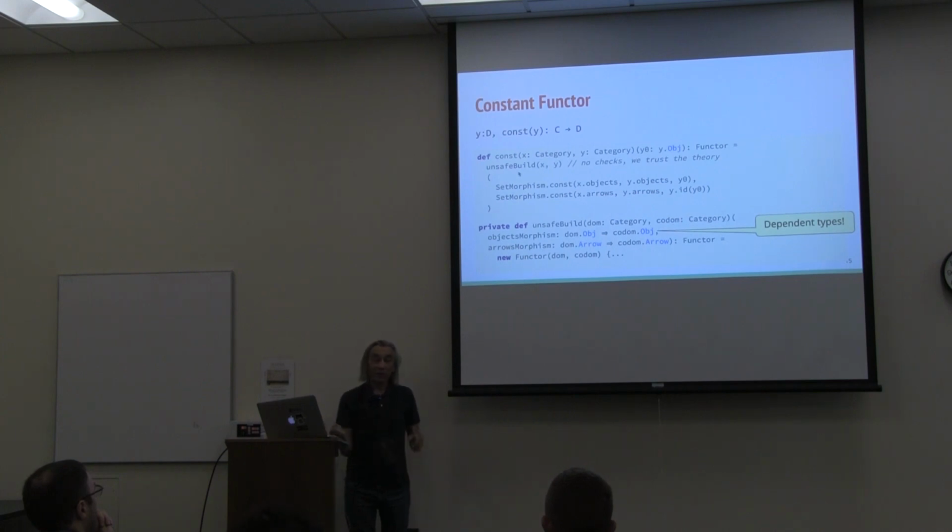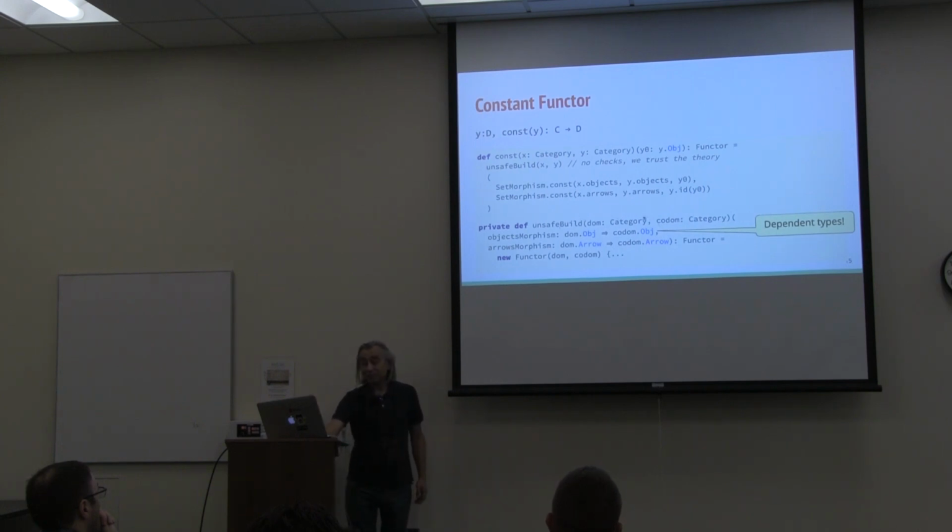But we know that const is pretty trivial, right? So we cannot break the rules. So it's an unsafe build of a functor from X to Y. We just trust our theory. And it gives us a constant functor on objects producing Y0 and a constant functor on arrows providing identity on Y0. So that's it. That's a primitive example of a functor.